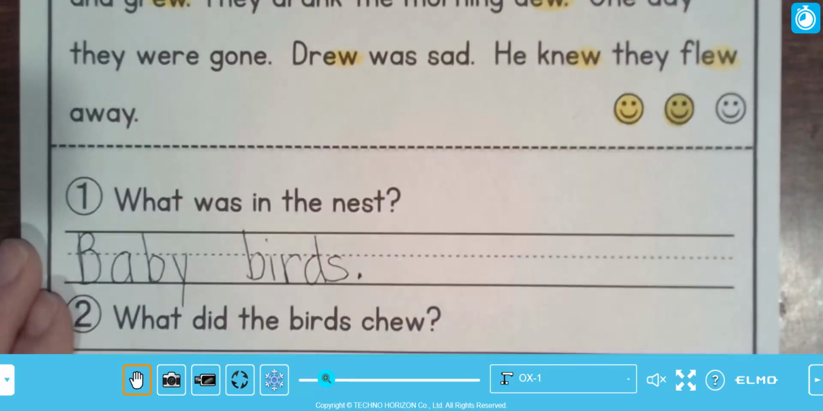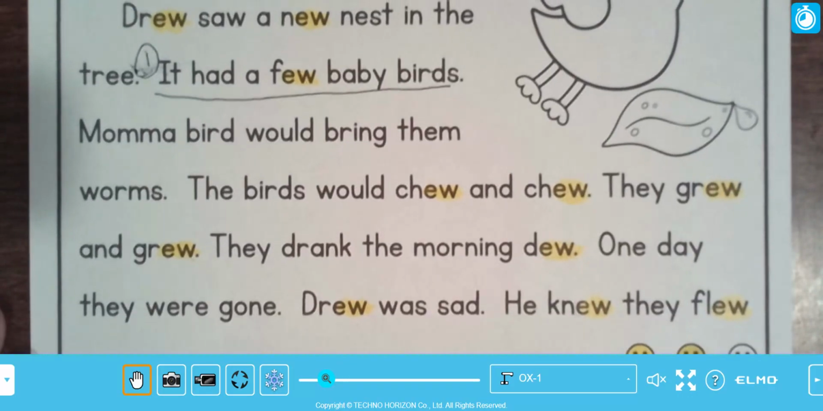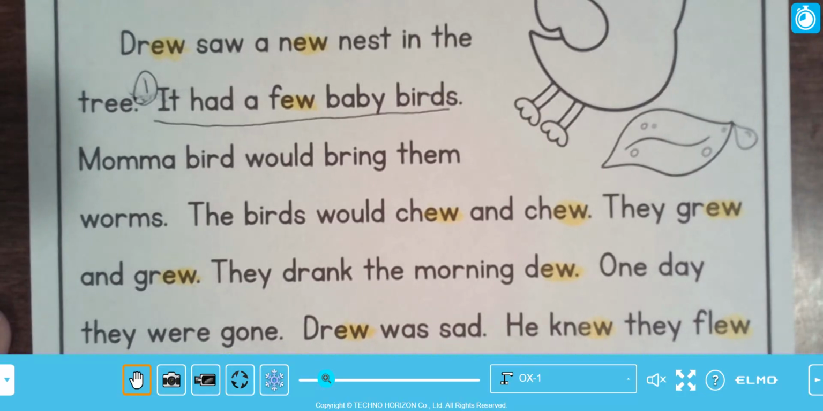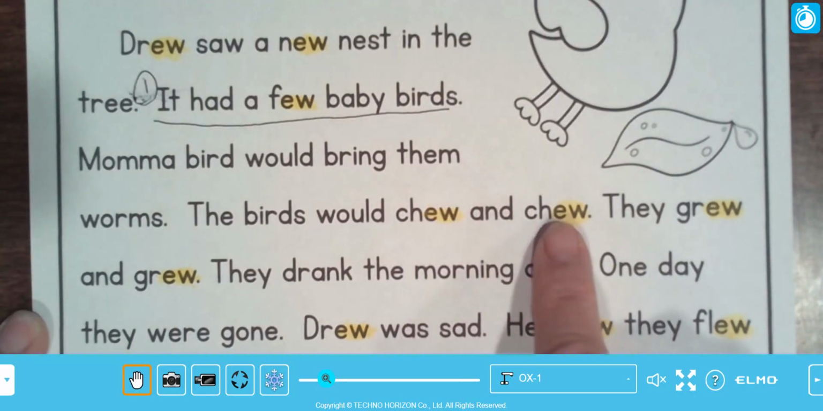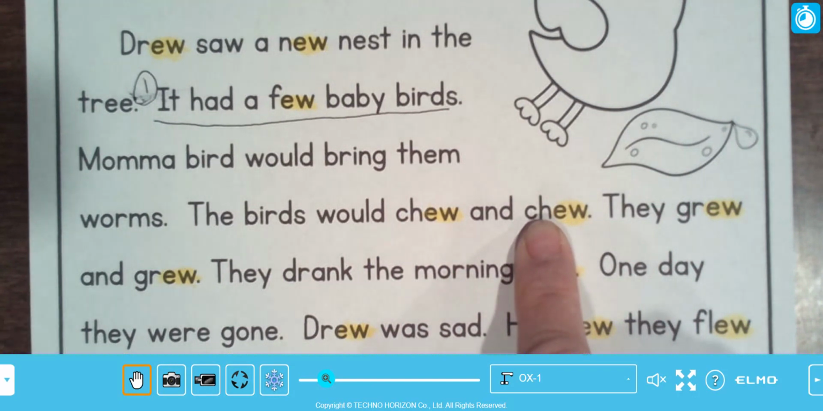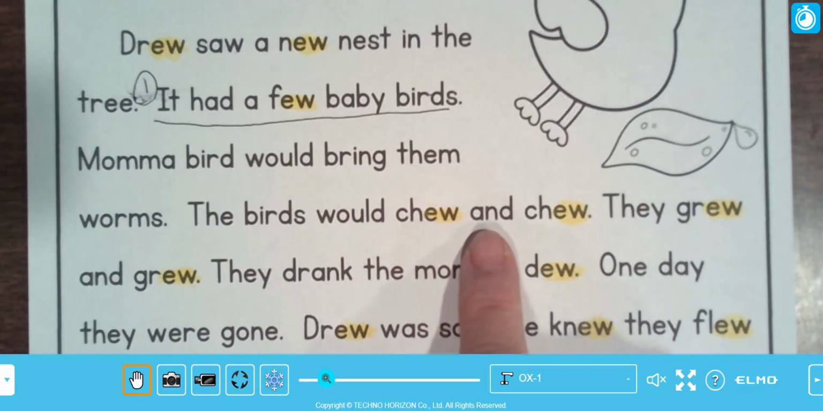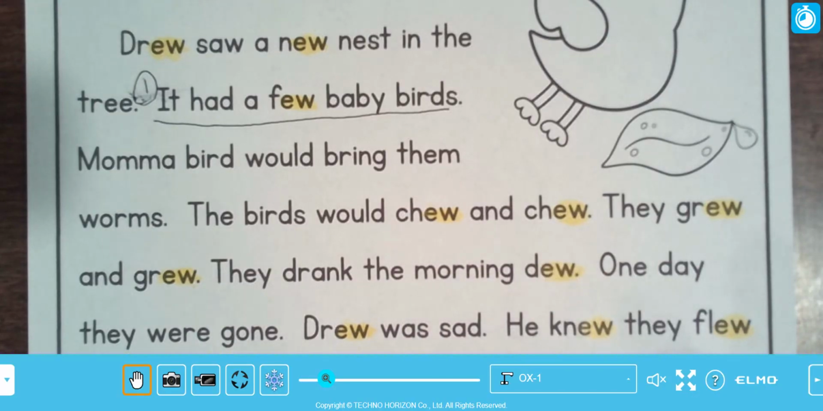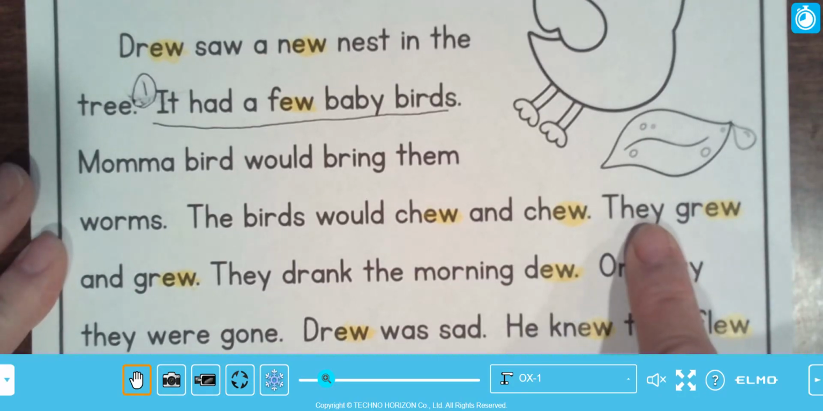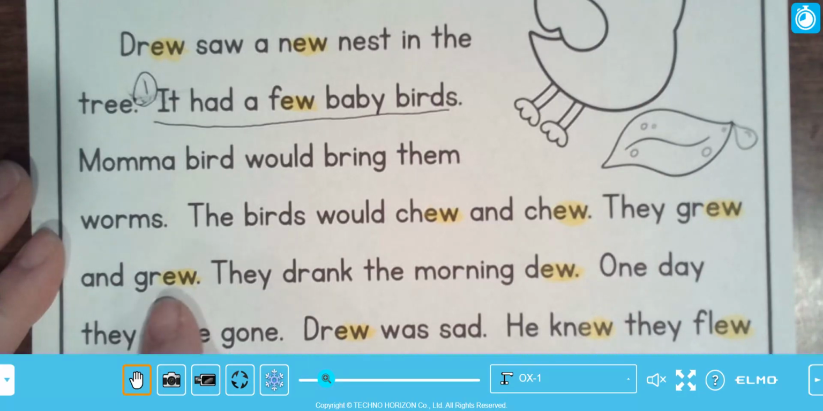And that second question is, what did the birds chew? So go ahead and look for the answer. Find the word chew. And look, there's the word chew and there's the word chew. So let's read this sentence here to see what the birds would chew. The birds would chew and chew. It doesn't tell us what they chewed. So let's read the next sentence and see if it tells us. They grew and grew. No, it doesn't tell us.